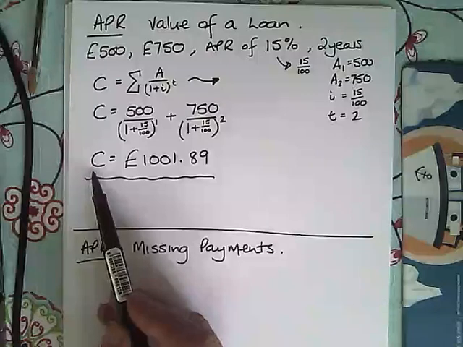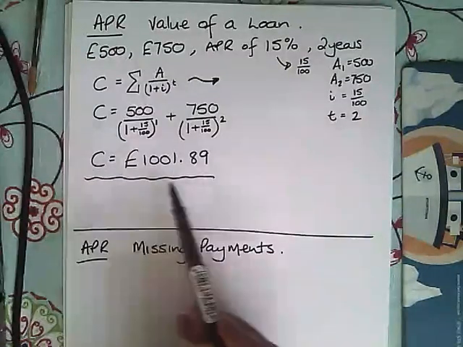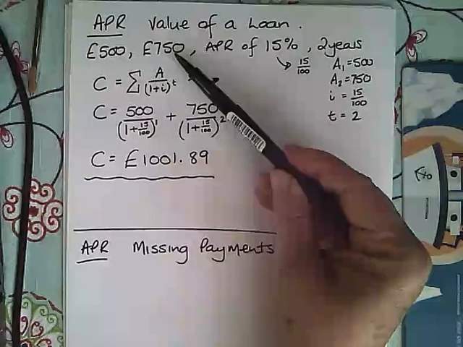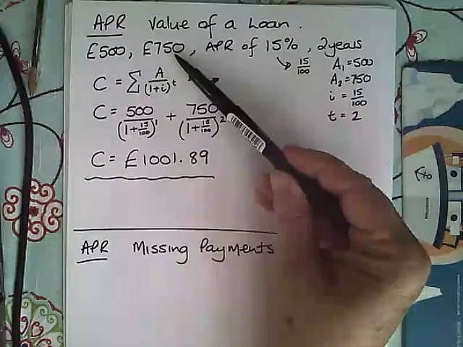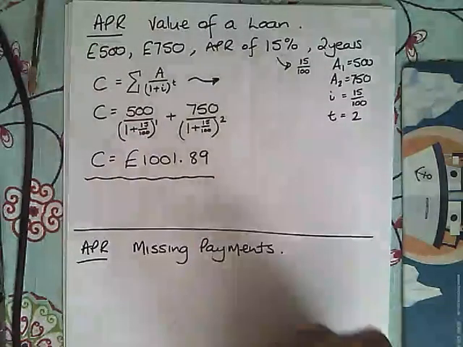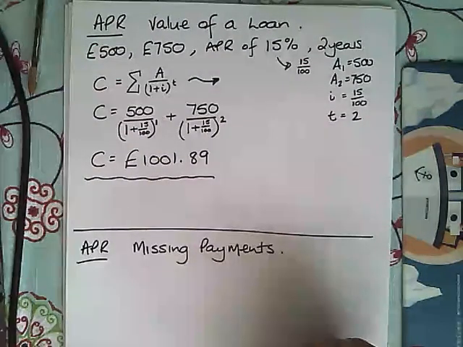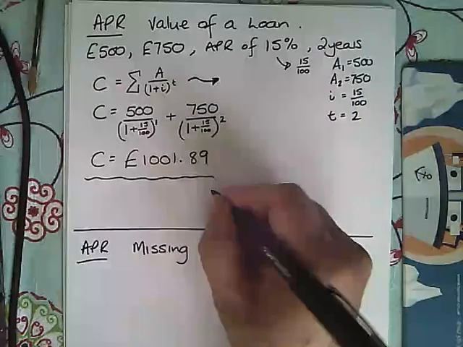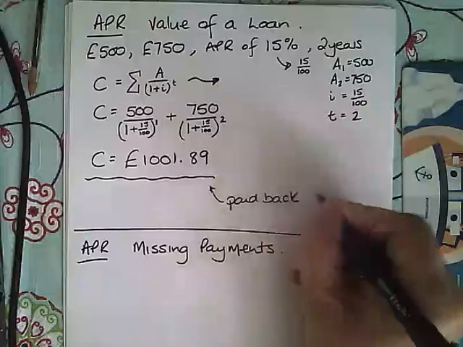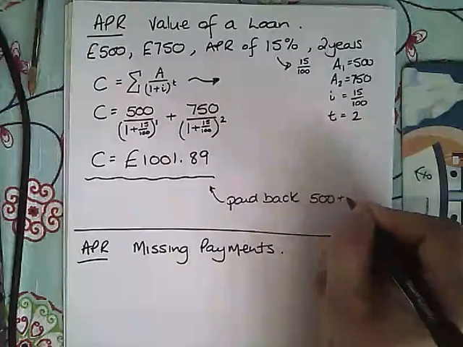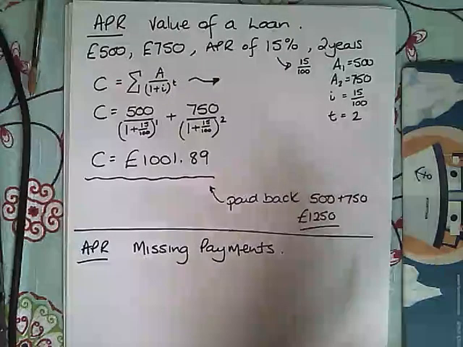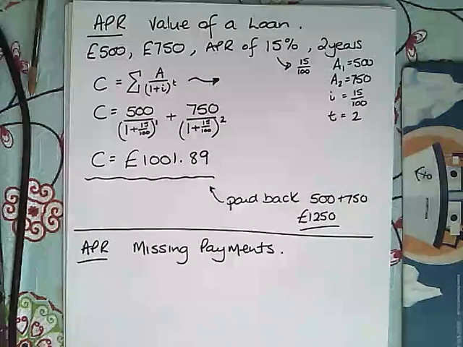And can you see that actually, although you were only loaned £1,000, just over £1,000, you've actually paid back 1,250. So that's where your APR comes from, the charge for having that money over the 2 years. Let's just write that down. We paid back 500 plus 750, which is 1250. Okay, right, on to missing payments then.